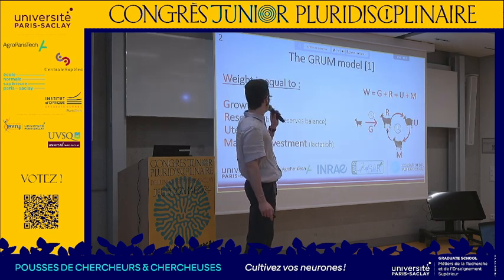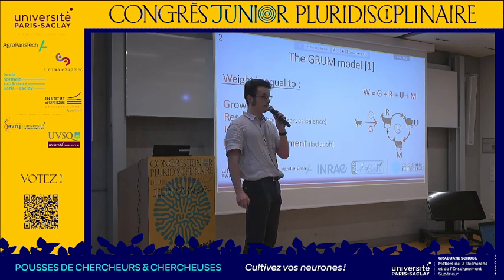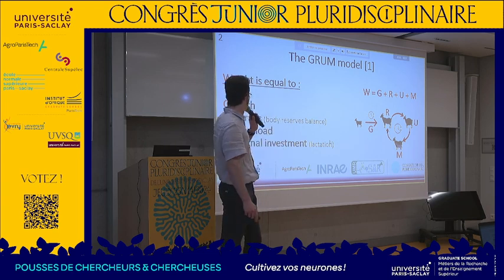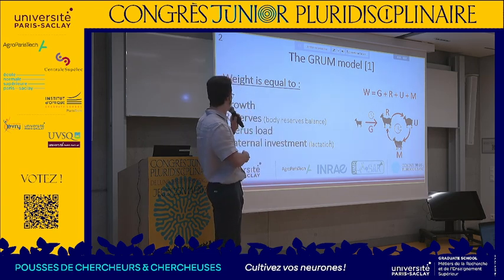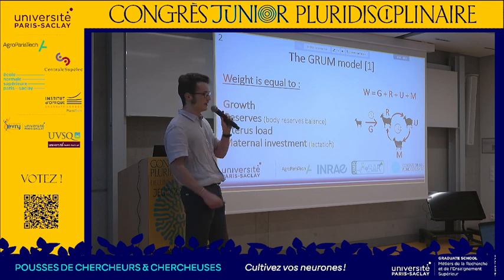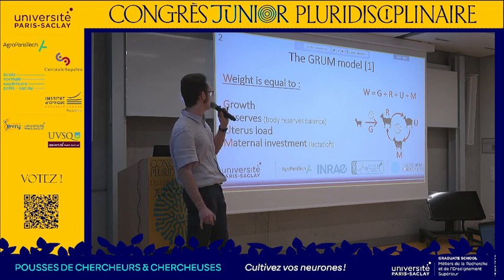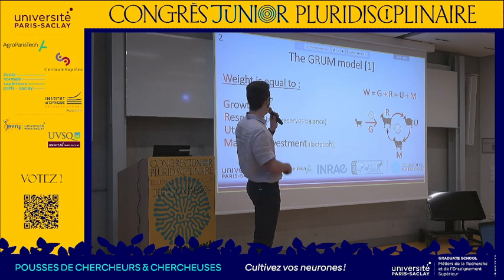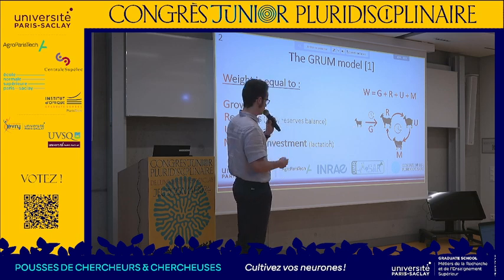So we just divided the variation into two groups, so why not divide it into four? And that's exactly what the GROW model is doing. We talked about growth, we talked about uterus load, we just have to add body reserve and maternal investment during lactation, and you get the whole model. Now the only thing left to model the weight variation is a way to manage those variations depending on the period the goat is living. So first the goat grows, and then the cyclical variation starts.